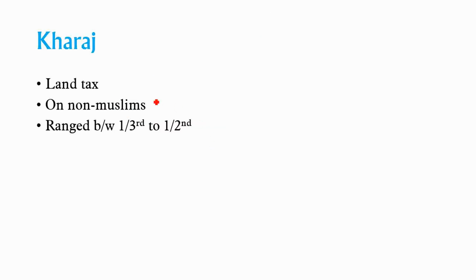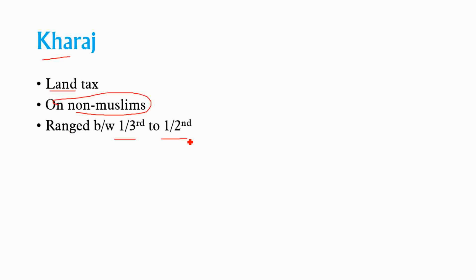Next is Kharaj. Now what does Kharaj mean? Basically it is a land tax. It is independent of the produce. It does not depend on the amount you have produced or the amount of your yield. It is basically imposed on the land as a land tax. It is imposed on non-Muslims, and it ranges between one third to one half. So this is the Kharaj.